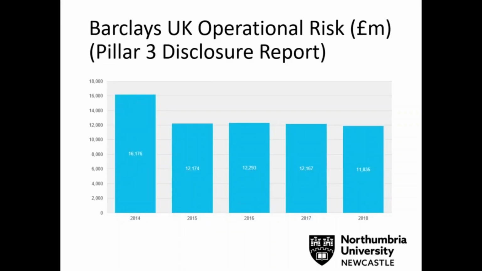From an example point of view, the likes of the Pillar 3 disclosure reports do show you the total amount of operational risk losses per bank. So if you want to do it for your bank, do have a look in the Pillar 3 disclosure report, because you're going to get more information than you would if you looked at the annual report.